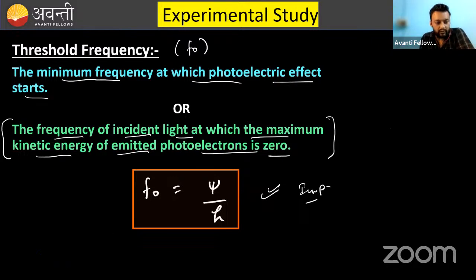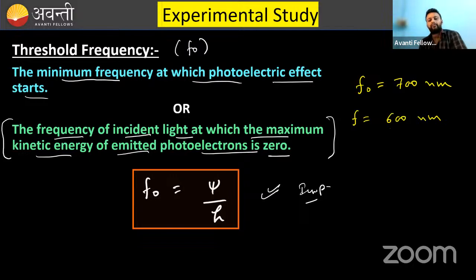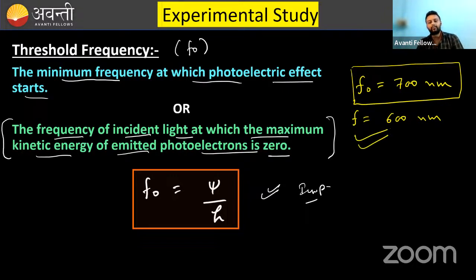Now, one question that I am asking. The threshold frequency for a surface is given as 700 nanometer. And they are saying that a light is incident of frequency 600 nanometer. Will the photoelectron come out or not? Say yes or no. The threshold frequency is given. This is the threshold frequency. And light, which is incident, has a frequency 600 nanometer. Will photoelectrons come out of this surface or not?